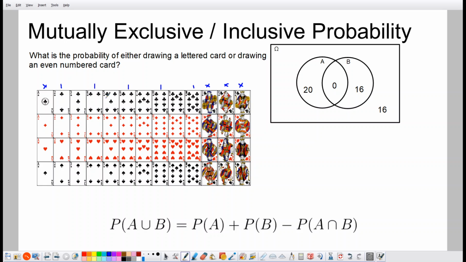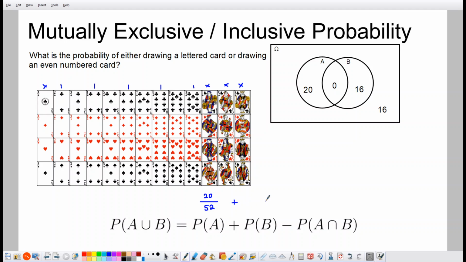And last but not least, we've got our odd numbered cards. Okay, and that's going to leave us with 16 out here in Omega Land, in No Man's Land. And now we can use the exact same formula as before. Okay, what's the probability of A occurring? Well, A was our even numbered cards. There's a total of 20 in here. So a total of 20 out of 52 cards in a standard deck of cards.